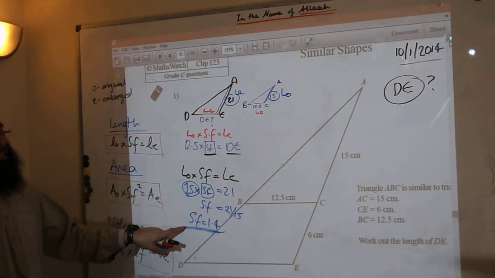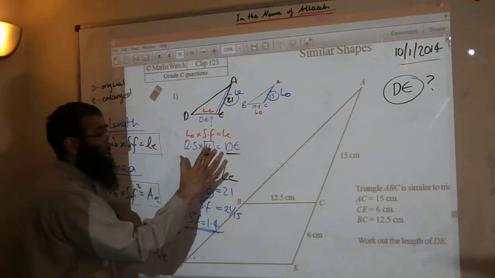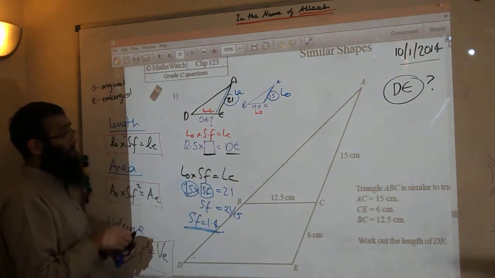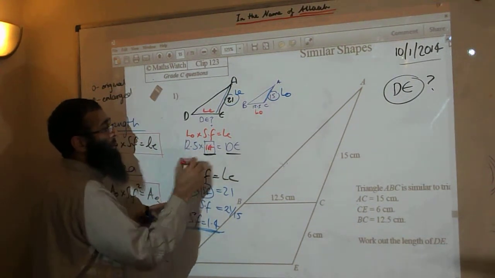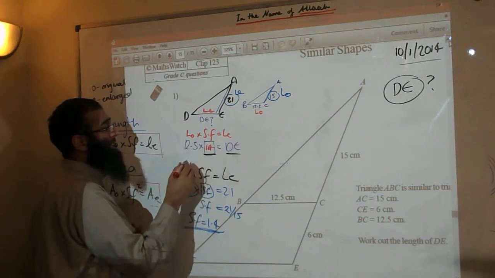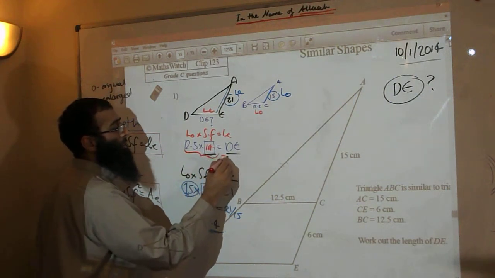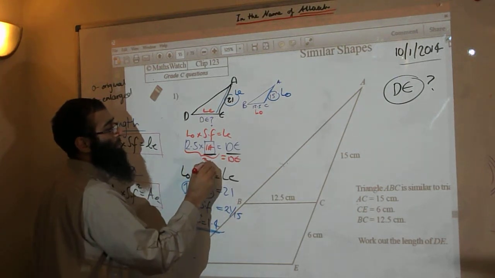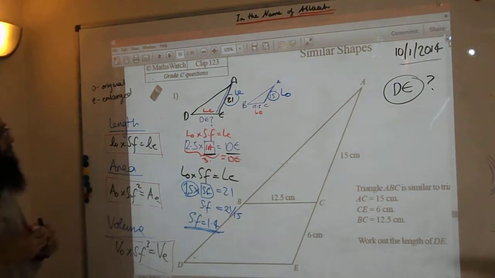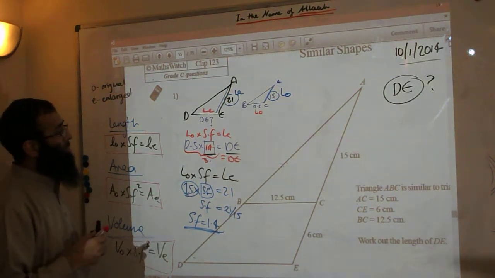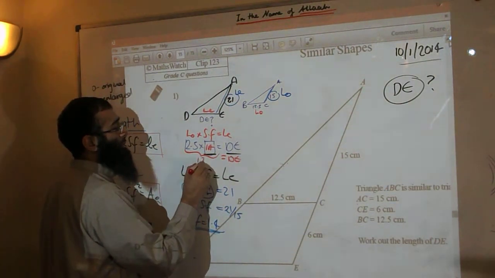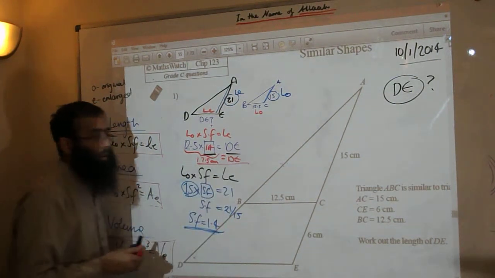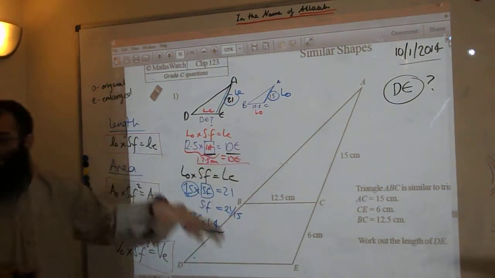Now that we've worked out the scale factor, we can rub this out here, can't we? Yeah. And put it into there. So we now know the scale factor is 1.4. You've got calculators, so use them. 12.5 times 1.4 will give us DE. Okay, 12.5 times 1.4. 17.5, that sounds like a better answer. 17.5 centimeters.